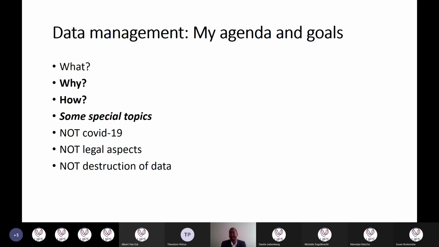Now, what is my agenda? What are my goals? To some extent, I will describe what data management is. I'm not going to give a clear definition, but it ought to emerge out of our discussion, but I will certainly talk about why we need to do it, to some small degree how we do it, and I'm going to point out some special topics that also fall within the broader umbrella of data management. I'll certainly not be talking about COVID-19. I think one of my colleagues will do that. I certainly know that Professor Engelbrecht will talk about the legal aspects, and I will not talk about data destruction.